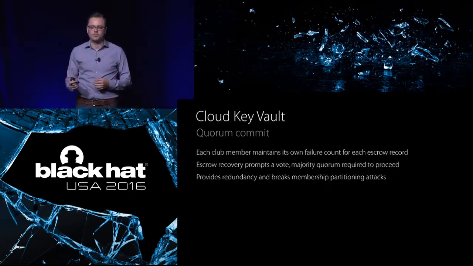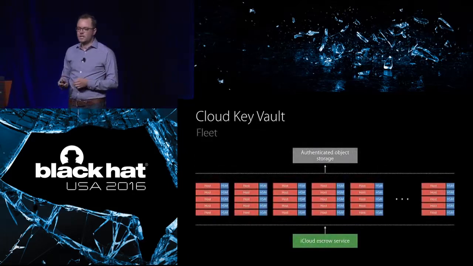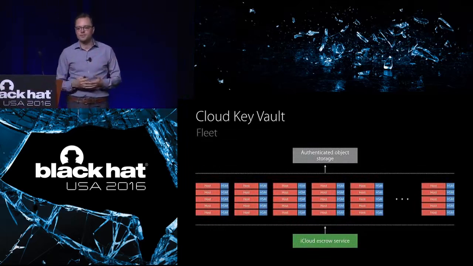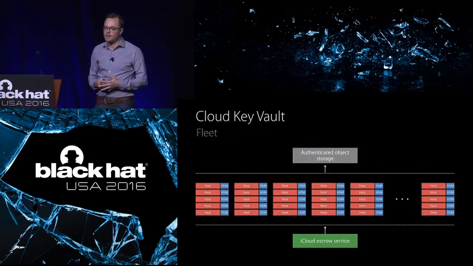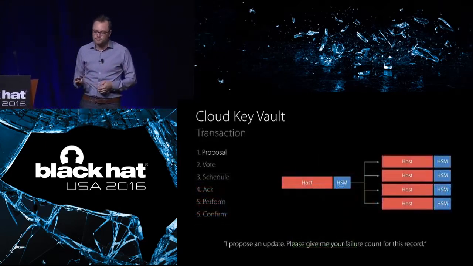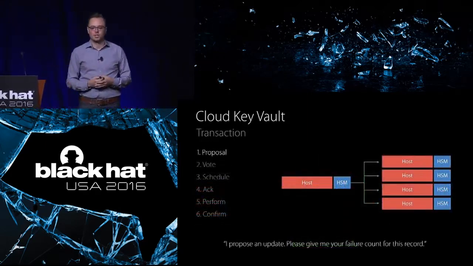So this provides both redundancy and breaks membership partitioning attacks. Here's how it works. This, by the way, is the overall fleet design. So the fleet is partitioned in these clubs of 5 units. There's authenticated object storage in the back, and then there is an iCloud escrow service proxy in the front. So here is what an escrow transaction looks like.